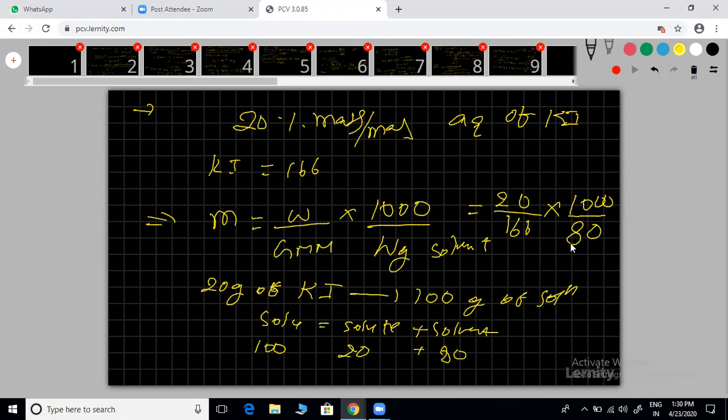Because you have to use only the solvent, you should not use 100 ml here, it is 100 grams. By solving this you will get your answer. How much approximately? 1.51. Make and try these calculations.